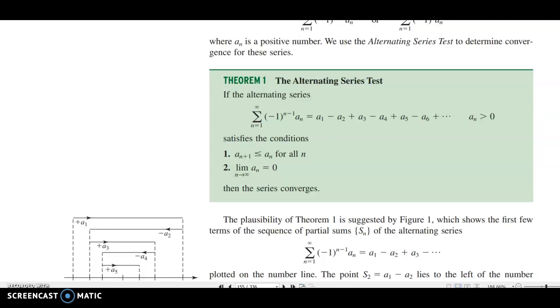the conditions. First, it must be a decreasing series: a_(n+1) must be less than or equal to a_n for all n. Second, the limit as n tends to infinity of a_n is equal to 0. If these two conditions are satisfied, then we can say that the series converges.